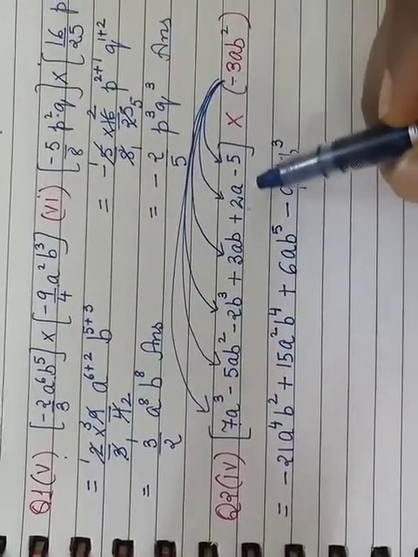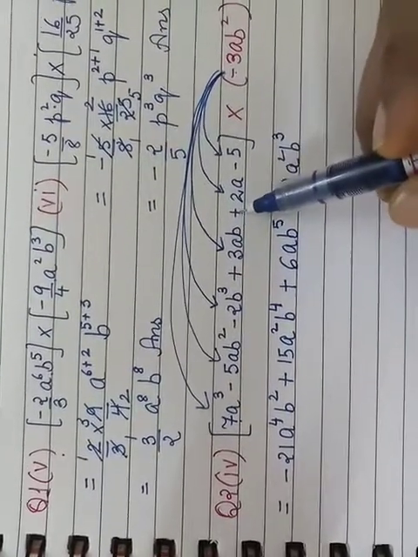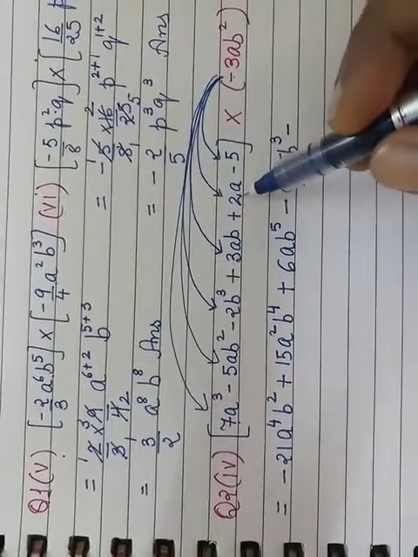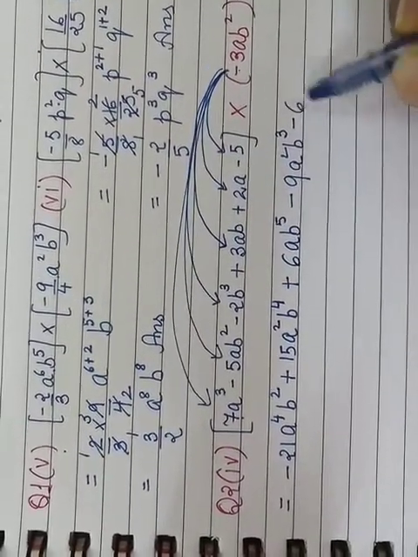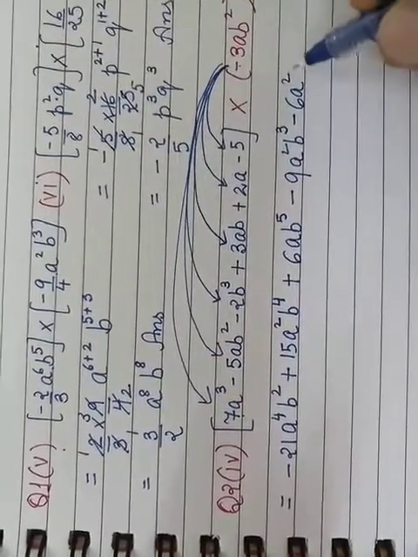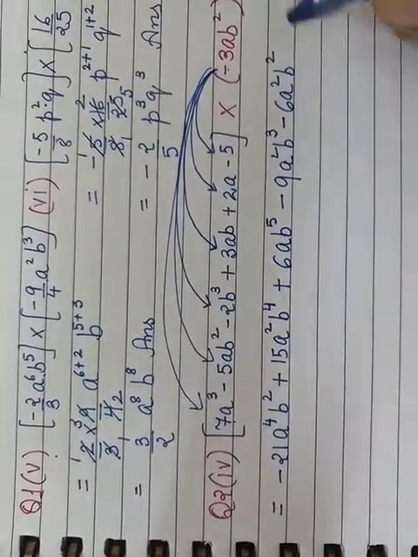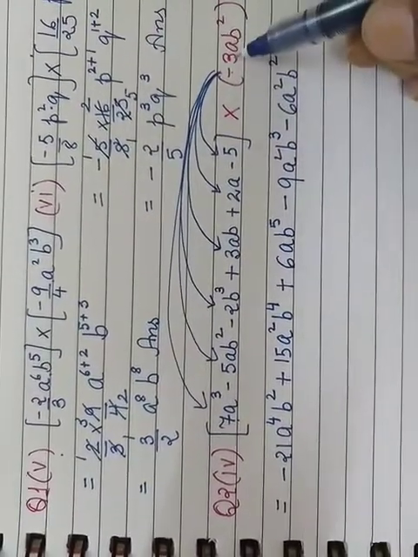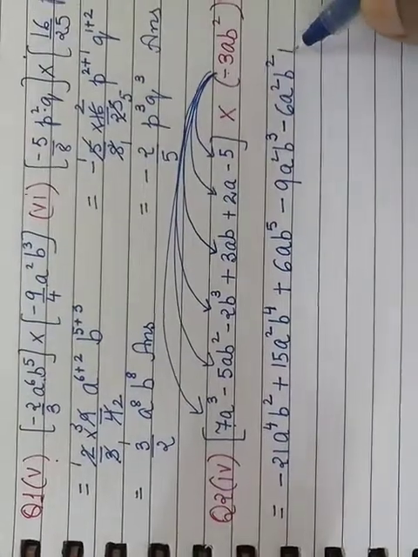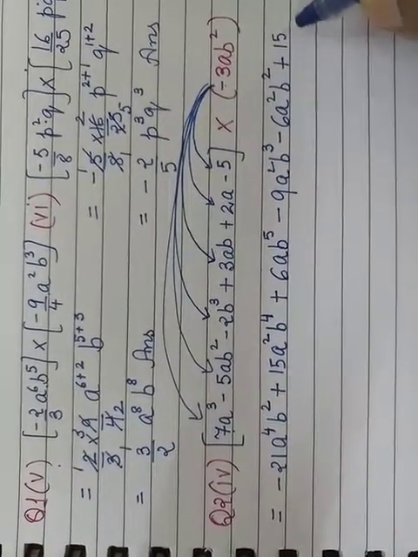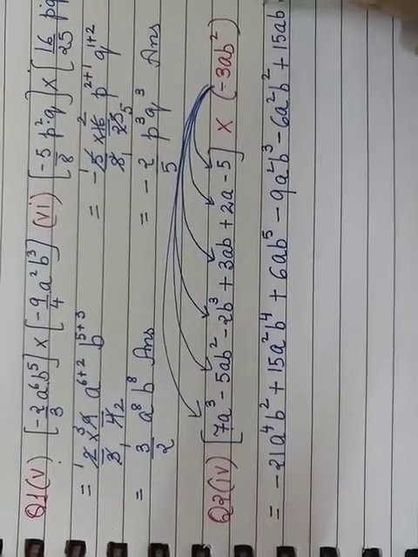Now we multiply with plus 2a. This is plus, this is minus, so it will become minus. 3 2s is 6. A into a will give you a square and b square. Now we multiply with the last term. This is minus, this is also minus, minus minus will become plus. 5 3s is 15 and ab square.